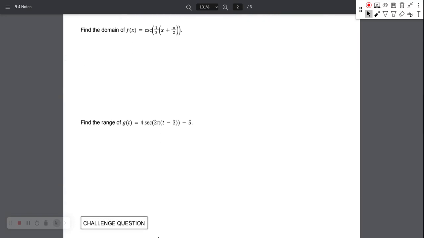All right, next we're going to find the domain of the cosecant graph. Again, if you're ever asked to graph or do anything with reciprocal graphs, I think it's just easier to find the original graph first. So our original graph, the reciprocal of cosecant, would be sine. So let's just graph the sine graph with all these transformations.